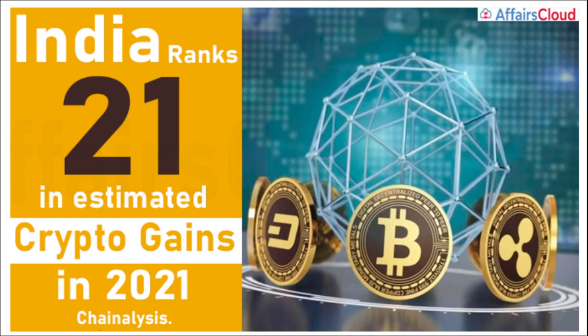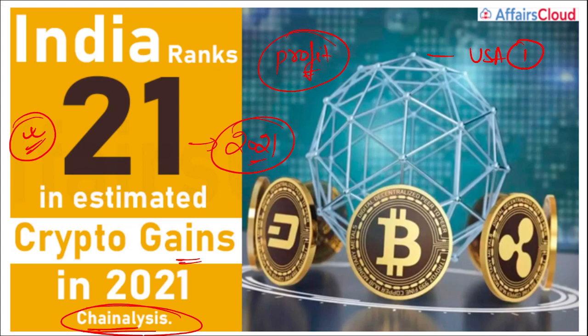Moving on, next we are talking about Chainalysis. Chainalysis is the organization that recently released data on crypto gains. Crypto gains are your profits. That means if we are talking about profits in cryptocurrency, India stood at 21st position in the year 2021. That means among all the countries in the world in 2021, the country that had the most crypto gains was the United States of America in first position, and India in that list stood at 21st position.